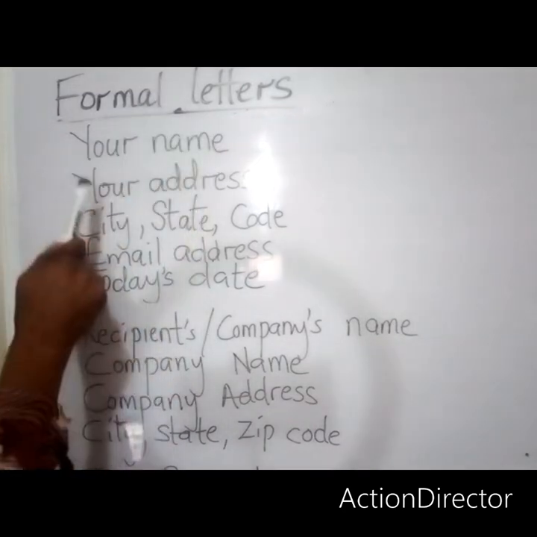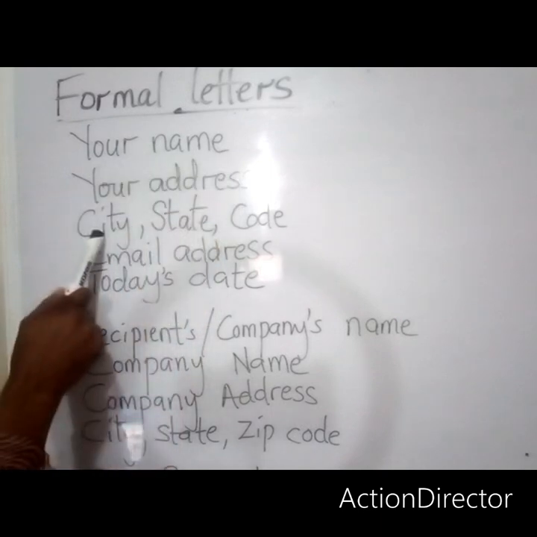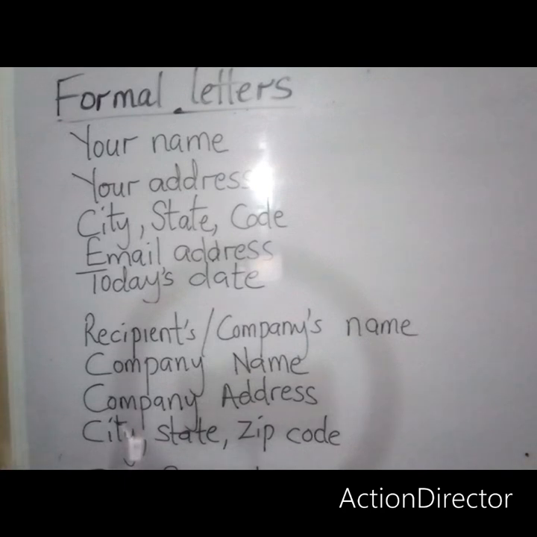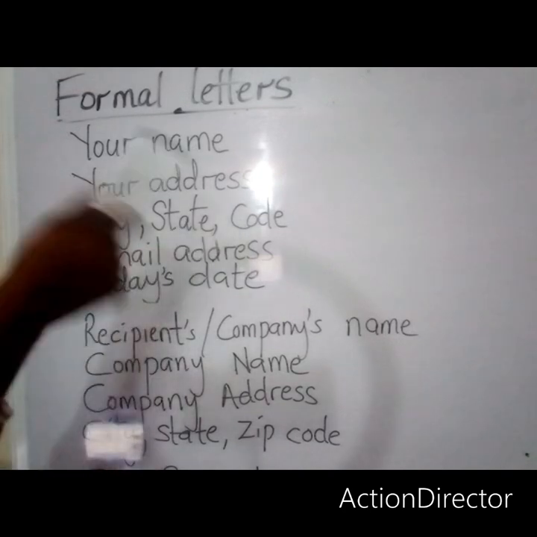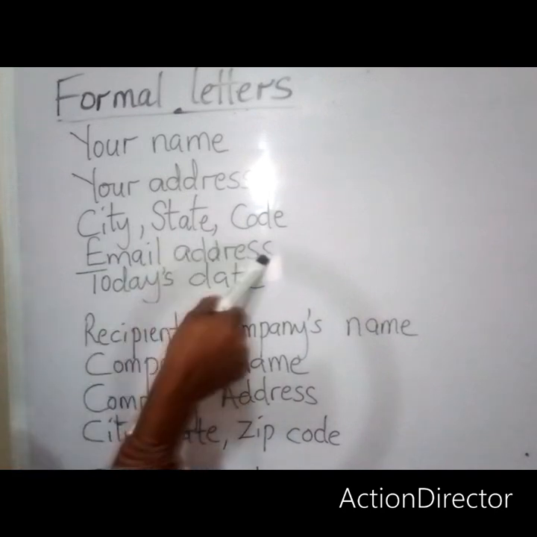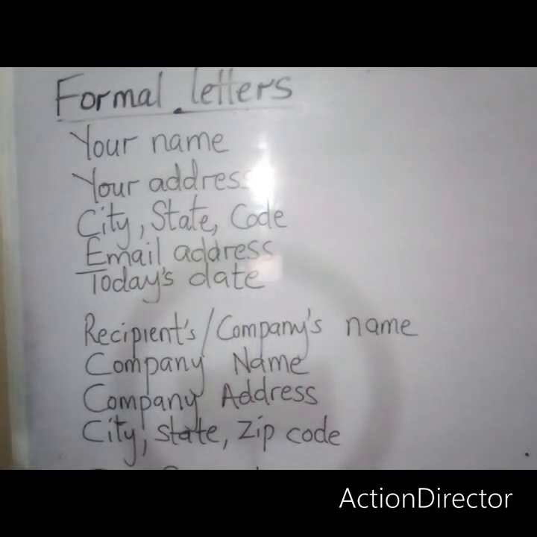Your name, your address where you live, the city, the state, and the postal code. That's what we mainly use in Nigeria. But for developed countries, you hear zip code and stuff like that. But here we can use your postal code, PMB or PO Box. And then it's followed by email address, your email address, and lastly, the date that you're writing the letter.